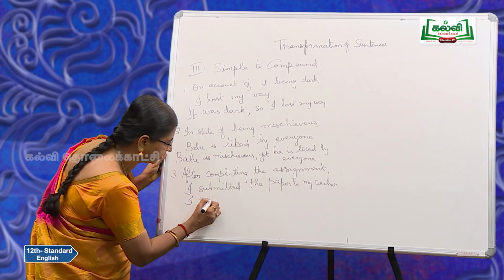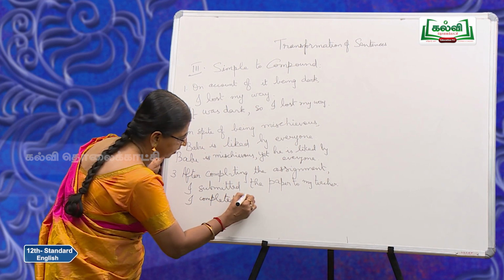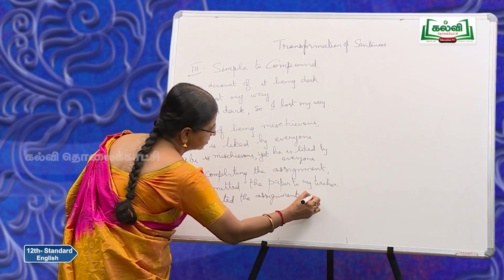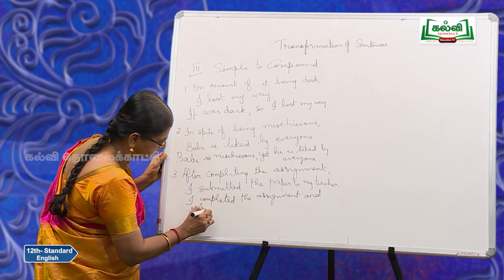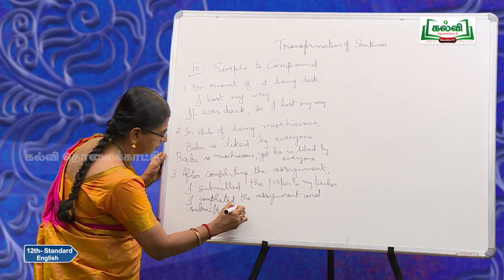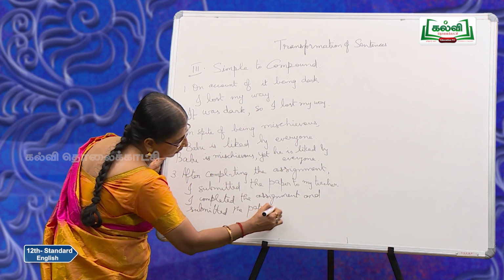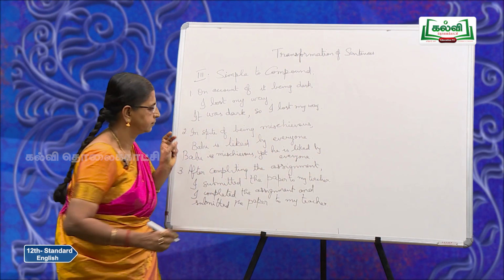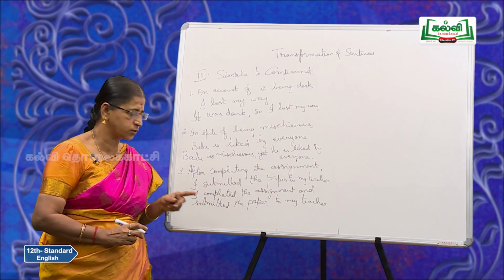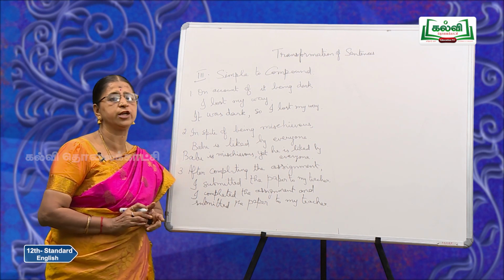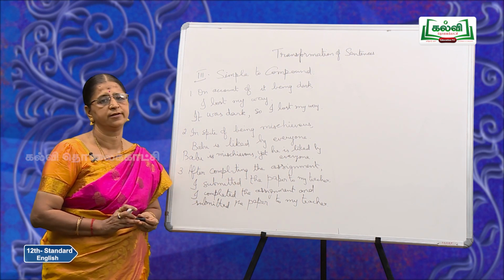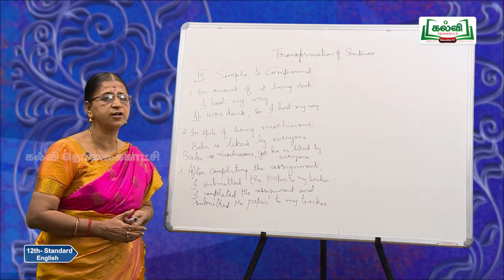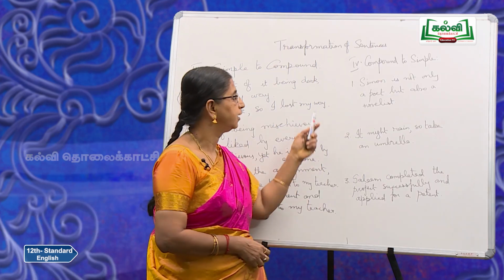I completed the assignment and submitted the paper to my teacher. So, I completed the assignment, main clause 1, I submitted the paper to my teacher, main clause 2, and is your conjunction. So, go through all these carefully and you will understand the difference and the method in which you should transform the sentences. Now, look at these sentences.